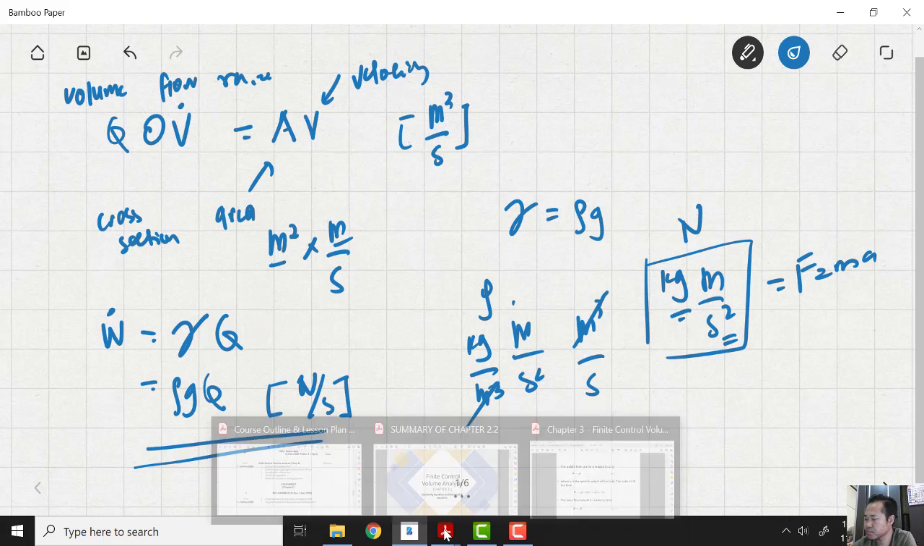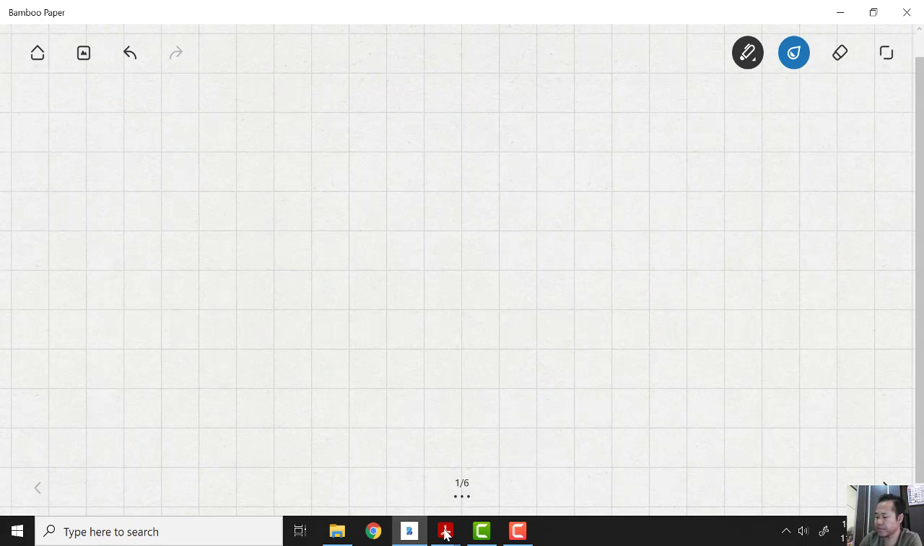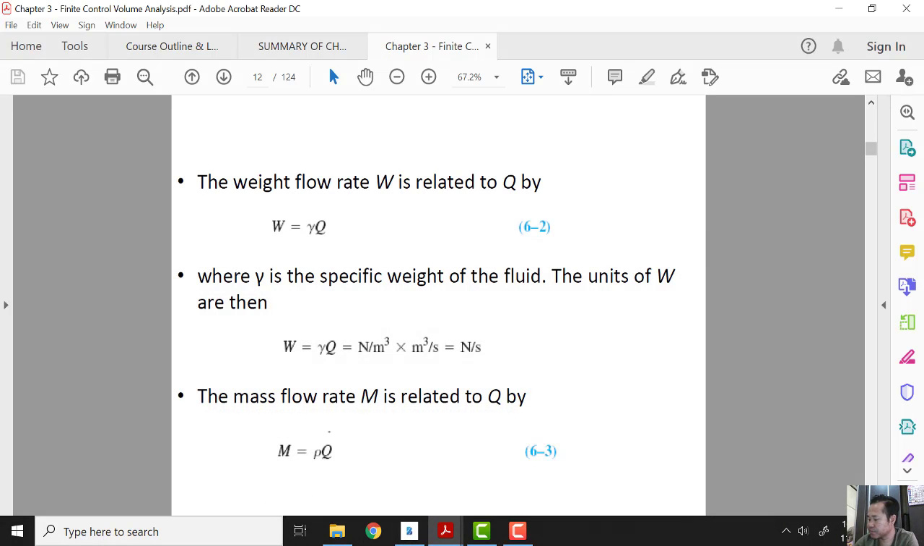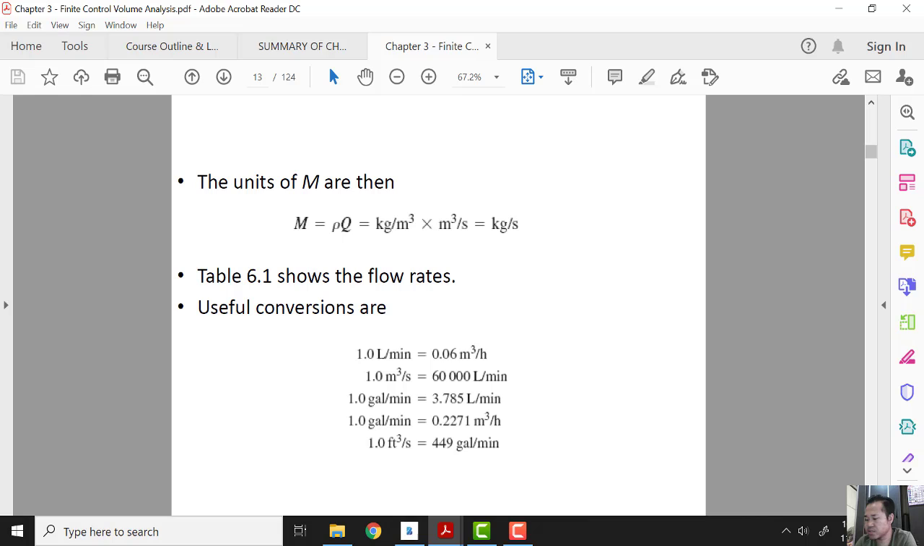Now lastly, we'll be looking at the mass flow rate. The mass flow rate is rho Q.